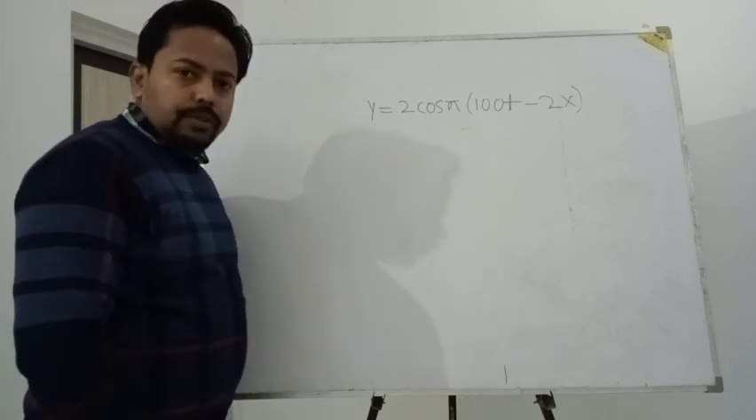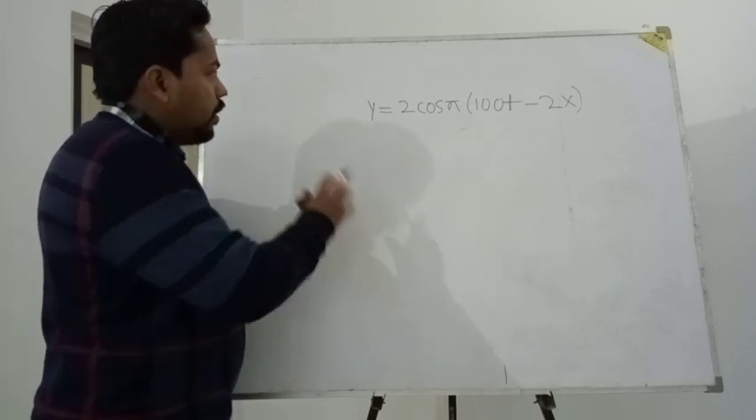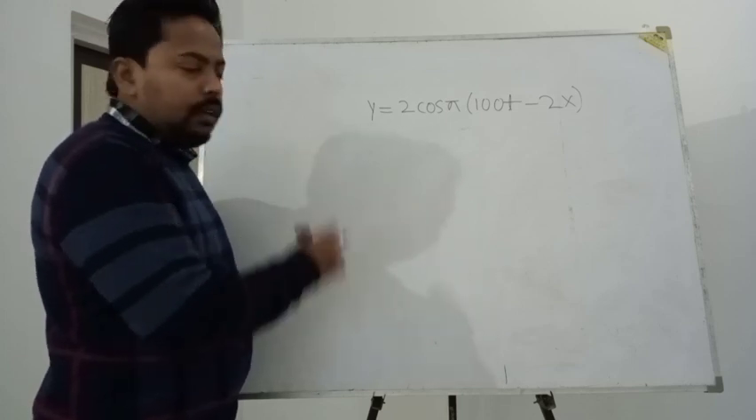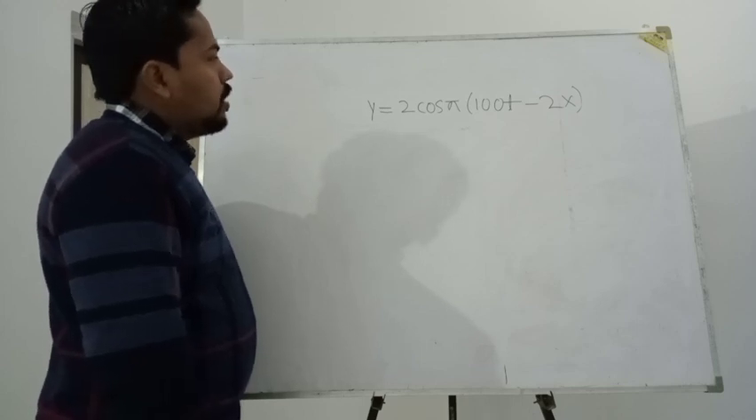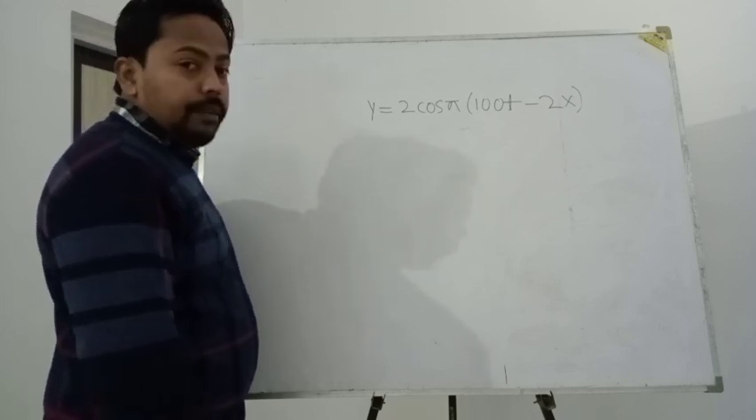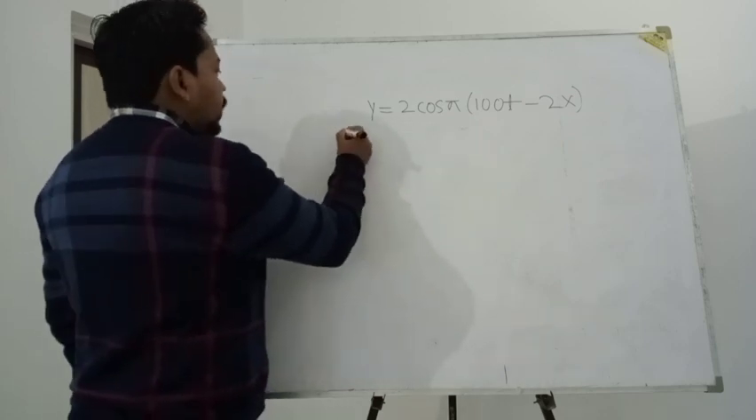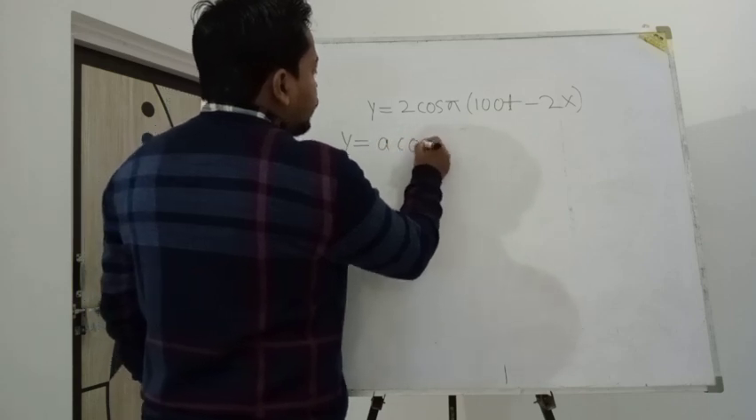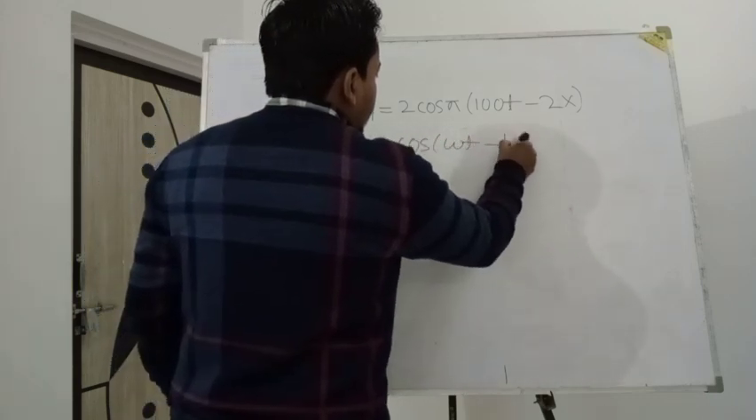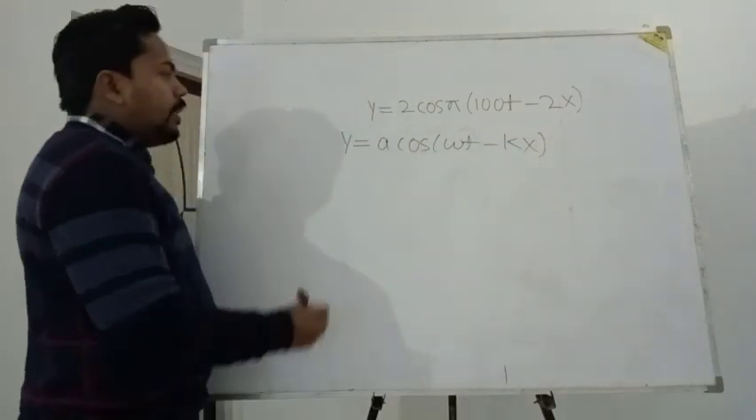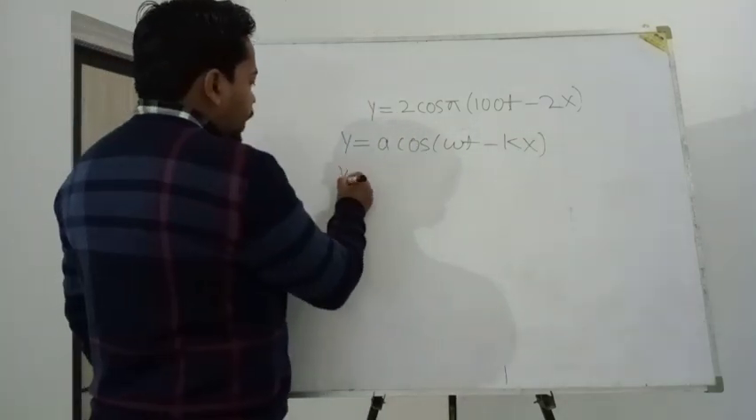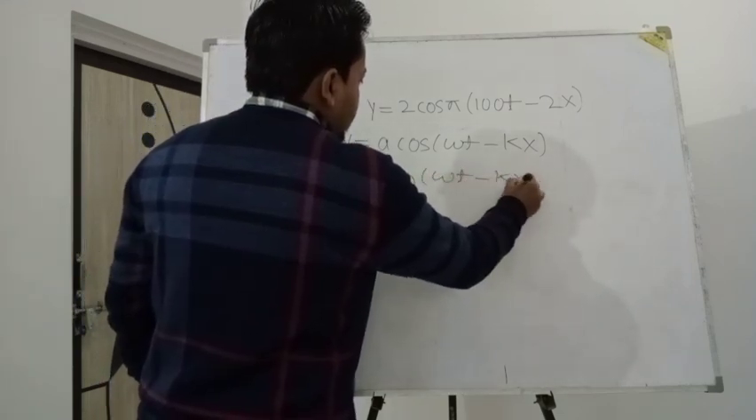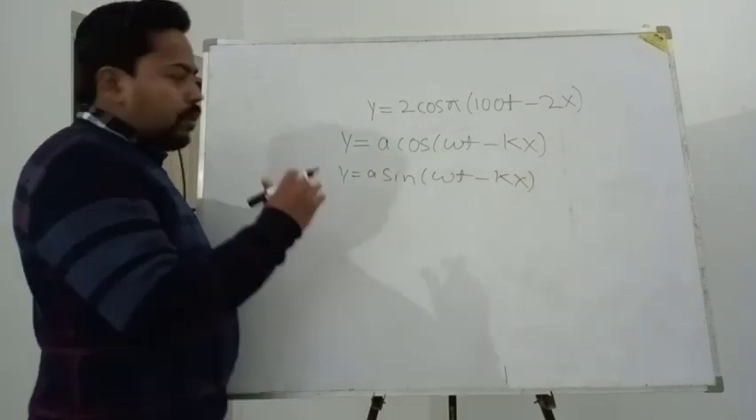This equation is the equation of a wave which is traveling in a stretched string. We have to find the wavelength of the wave which is traveling. This is very similar to the expression we were writing earlier in terms of sine: sine of omega t minus kx, for a wave traveling along the positive x direction.